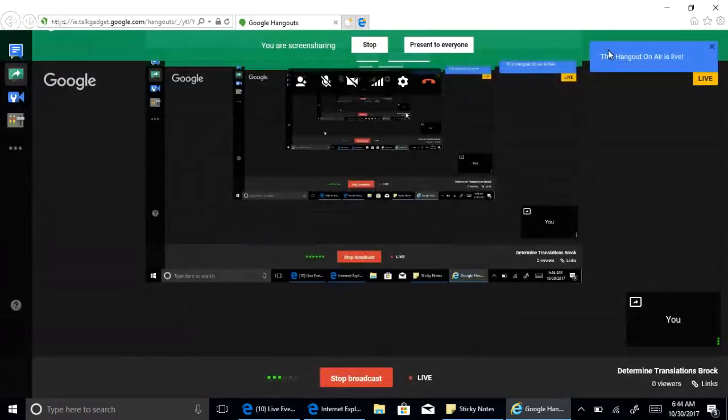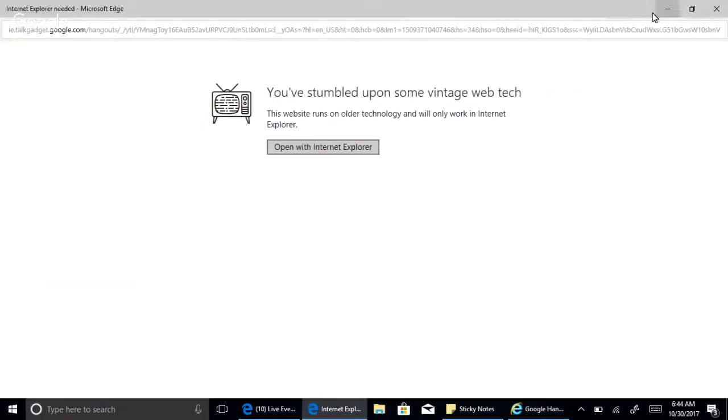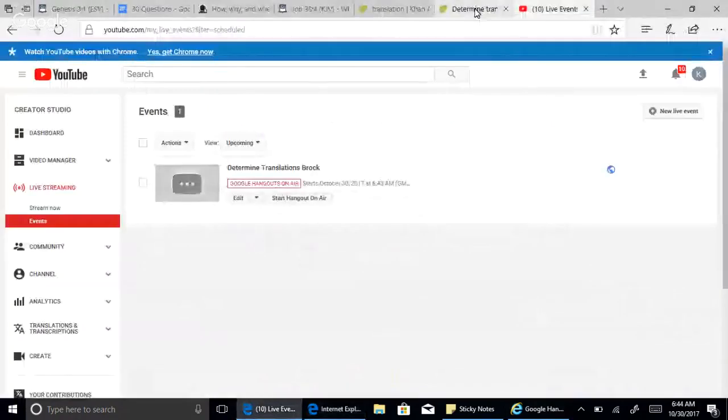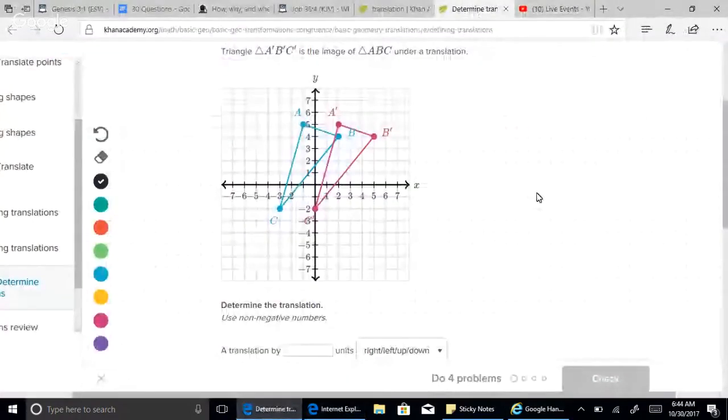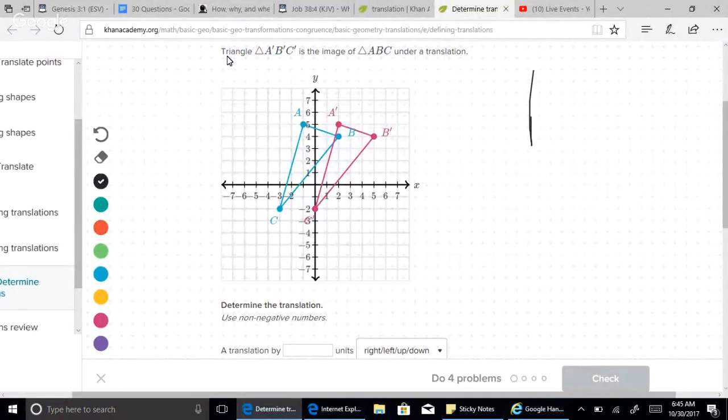Okay, good morning. Today what we're going to do is look at our Khan Academy modules that we need to do. The first one is called Determine Translations, and I am still in this mode. It's okay though. So what it's going to say is triangle A'B'C' is the image of triangle ABC under a translation.